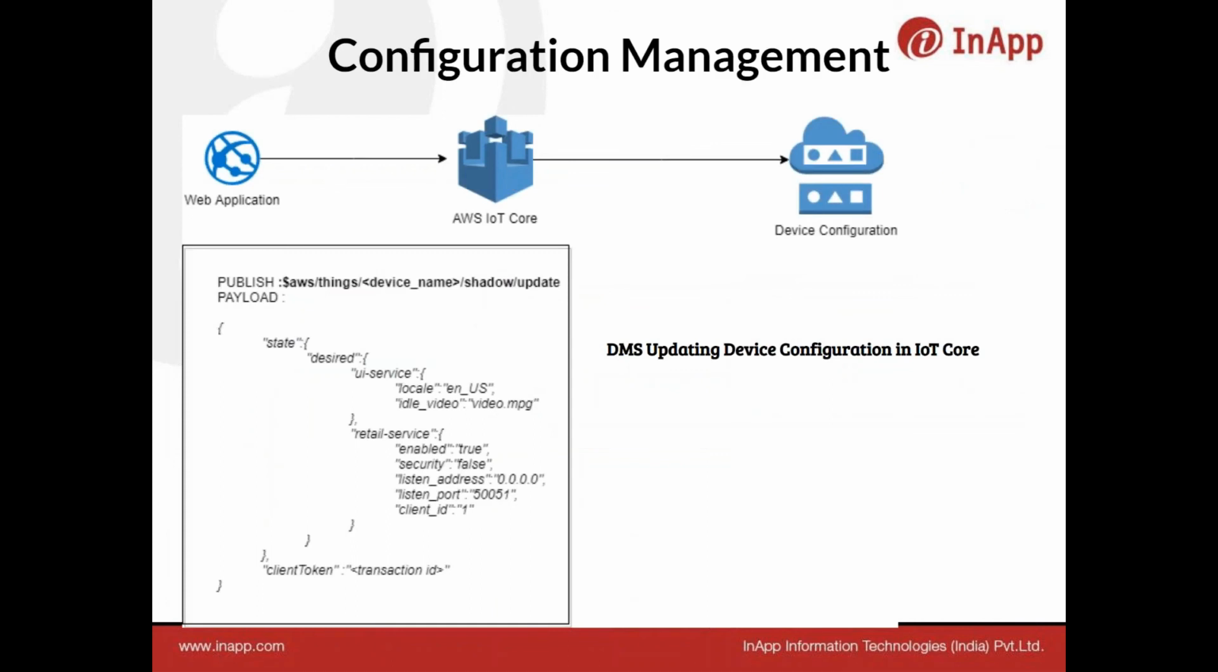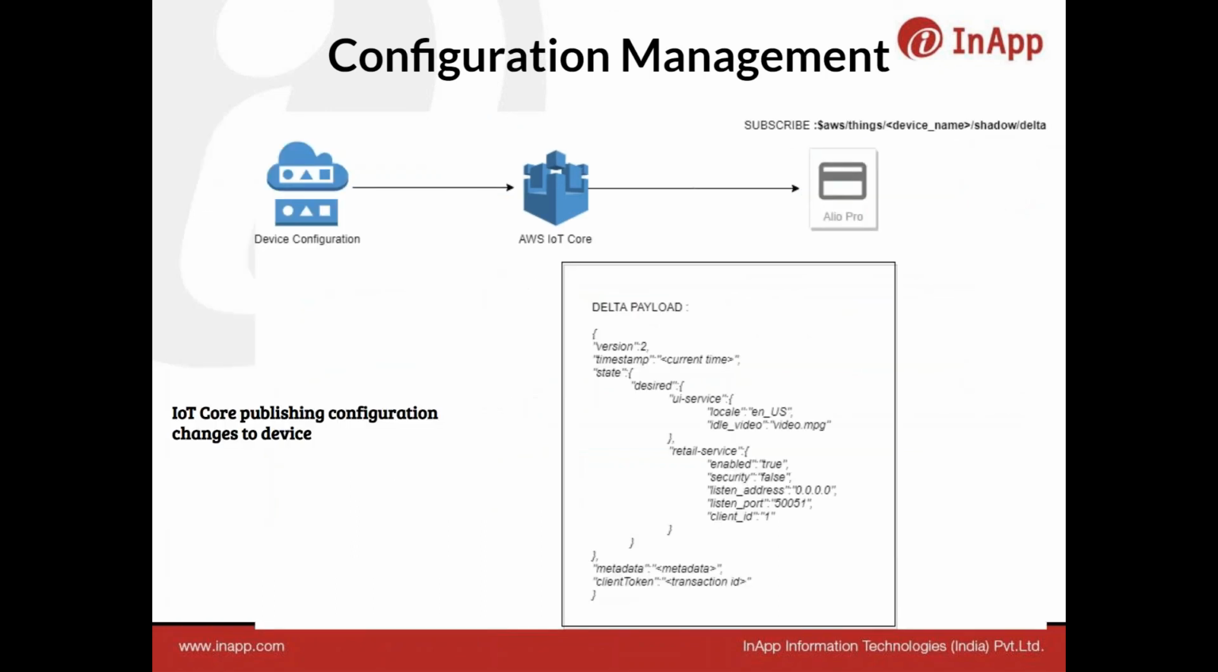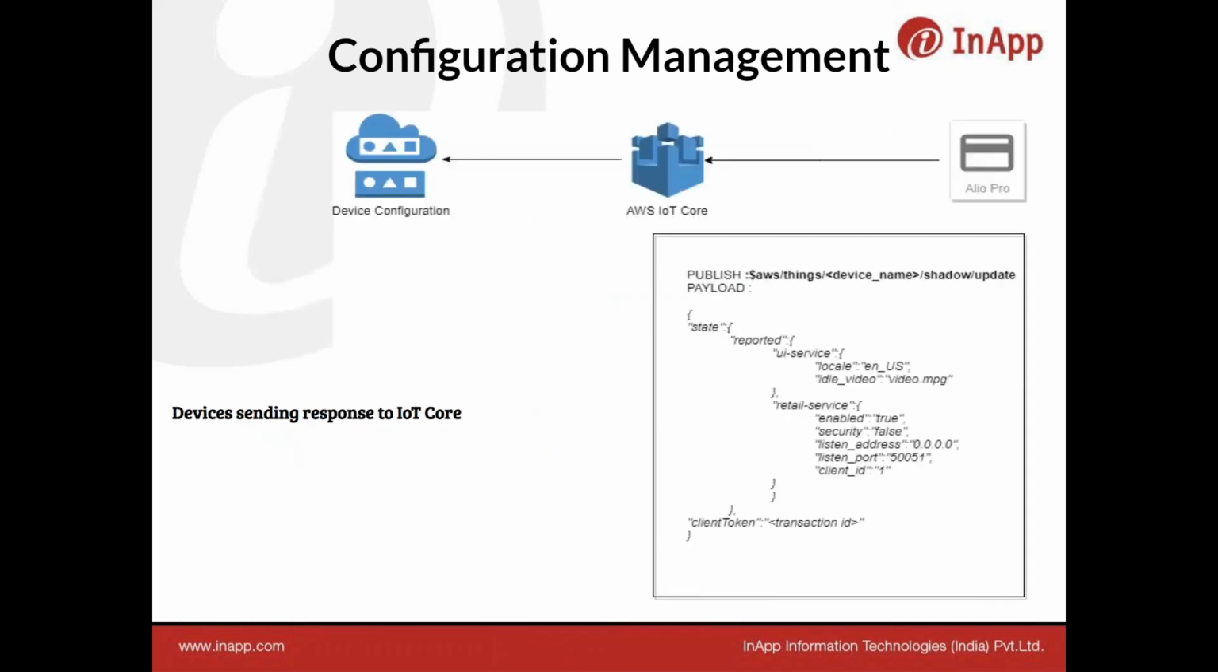This is a simple example of the flow. This is a simple JSON. A DMS updating the device configuration in IoT core. IoT core creates the payload. The desired state is updated, and the devices update the IoT core with the reported state.